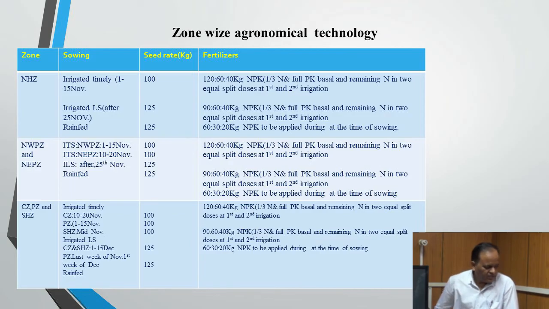For irrigated late sown condition, that is after 25th November or first week of December, the seed rate will be enhanced to 125 kg per hectare, and the fertilizer dose will be 120, 60 and 40 kg.